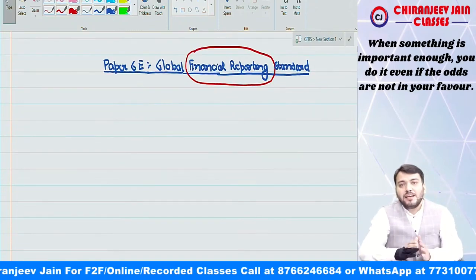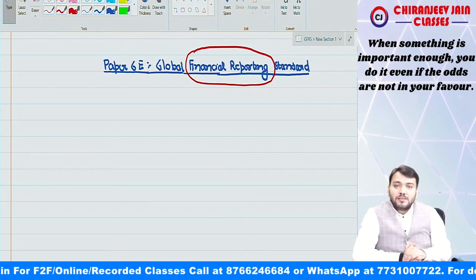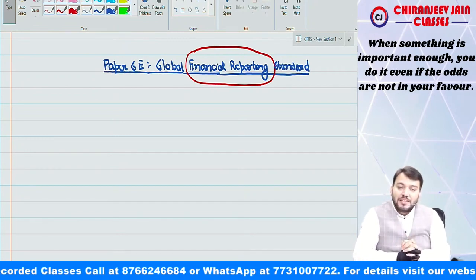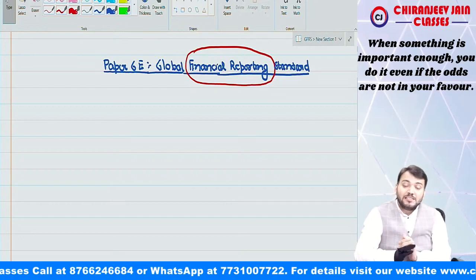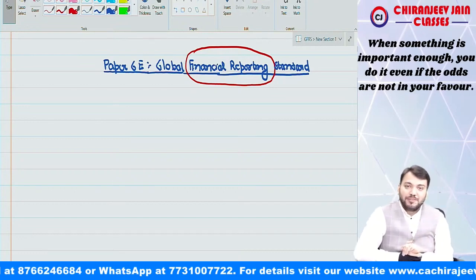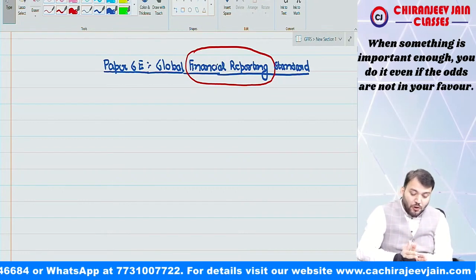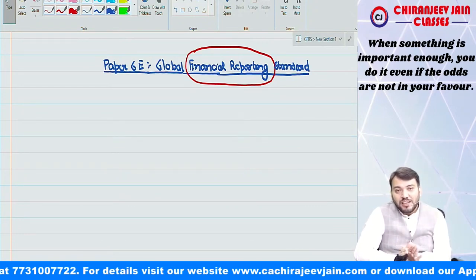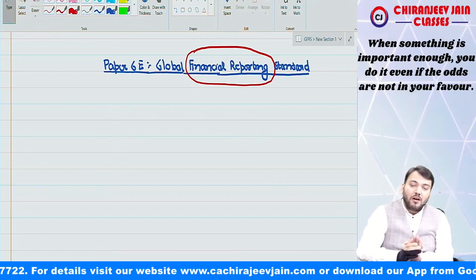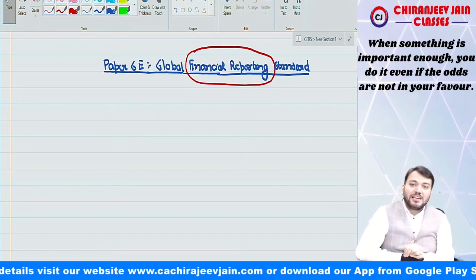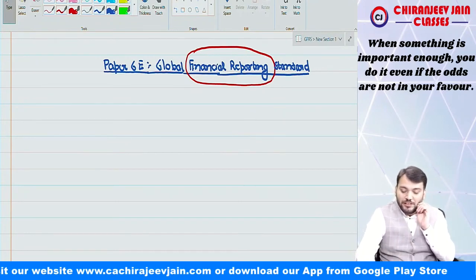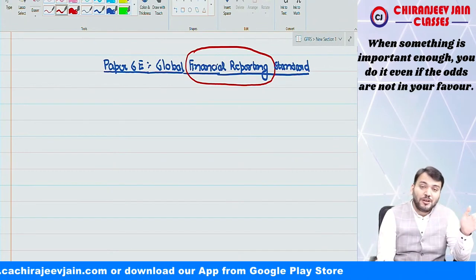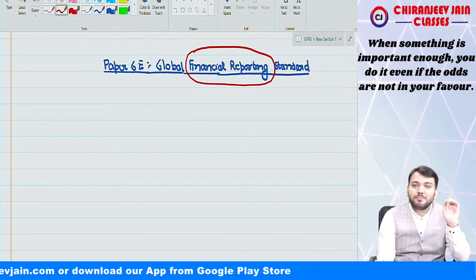I hope everyone knows that all the subjects given in the elective paper are based on the core paper. So this Global Financial Reporting Standard is totally based on our core paper, that is paper 1, Financial Reporting. You can see Global Financial Reporting Standard is based on paper 1 Financial Reporting.